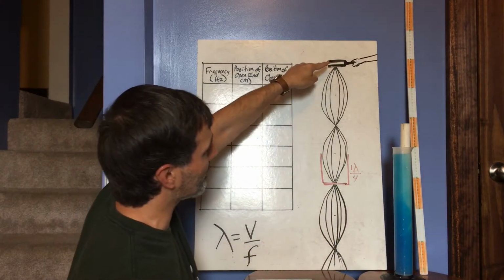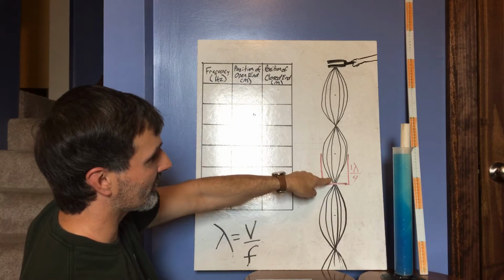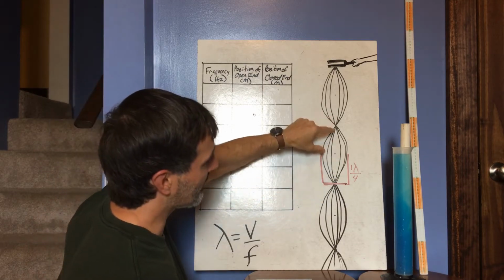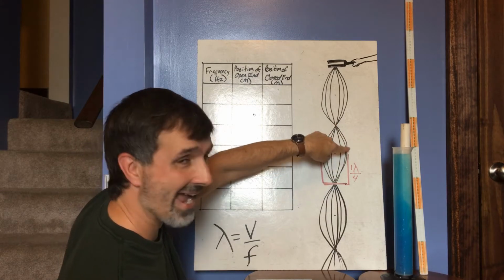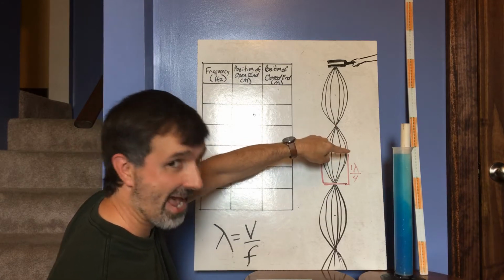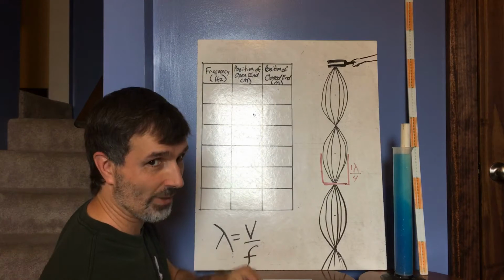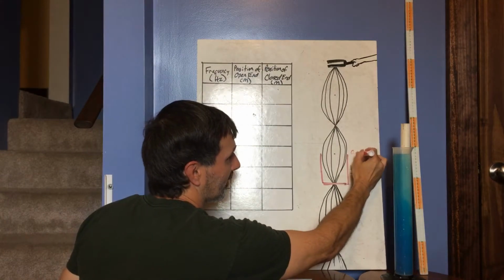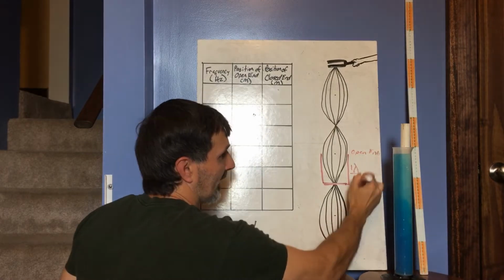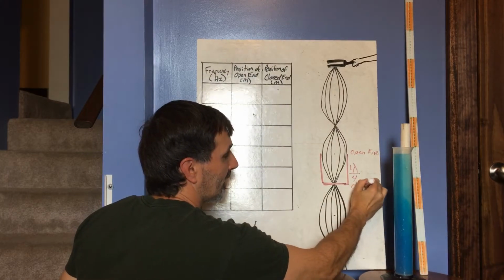Because an entire wavelength would go through a complete cycle. But here I'm not even going through half a cycle. I've only got half of a half. Half of a half is a quarter of a wavelength. And that'll be the difference between the open end here and the closed end, okay?